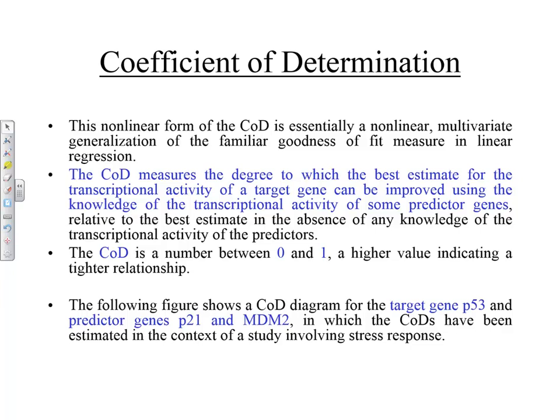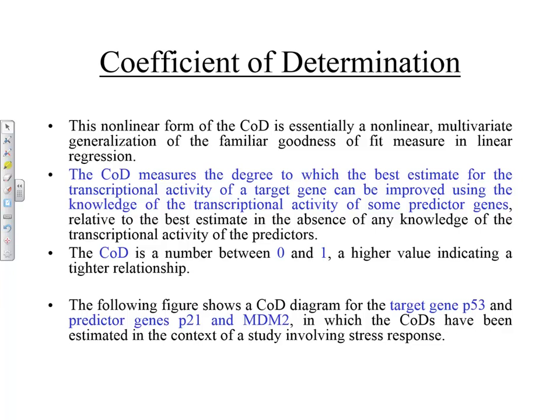So this nonlinear form of the COD, as I've defined here, is essentially a nonlinear multivariate generalization of the familiar goodness of fit measure in linear regression. If you're familiar with linear regression, they have something called a goodness of fit measure, where you're trying to fit a curve, and this is a generalization of that. The COD, or the coefficient of determination, measures the degree to which the best estimate for the transcriptional activity of a target gene can be improved using knowledge of the transcriptional activity of some predictor genes, relative to the best estimate in the absence of any knowledge of the transcriptional activity of the predictors.